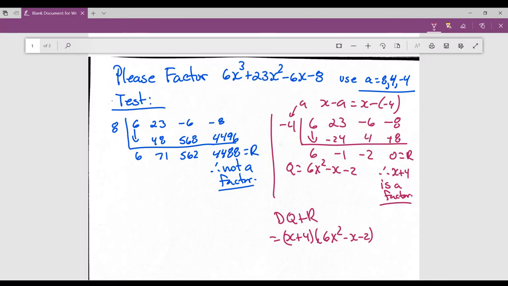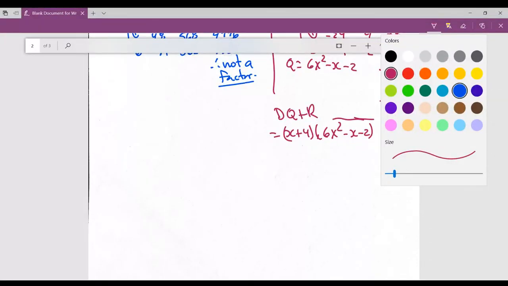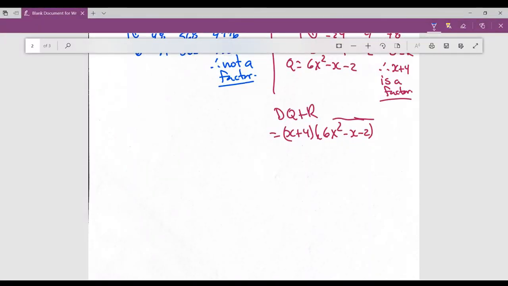And then we just have to factor this quadratic. So again, everybody factors differently. I go 6 times negative 2, which gives me negative 12. And I go, okay, what multiplies to negative 12 and adds to negative 1? Negative 4 and 3. So this negative x becomes negative 4x plus 3x. Negative 2 comes down, 6x squared comes down. I bracket the first two terms and take out a 2x.